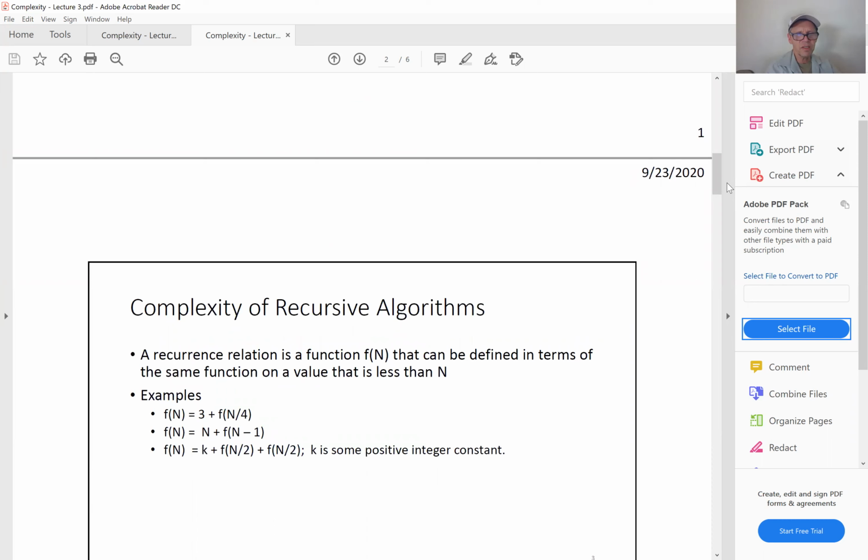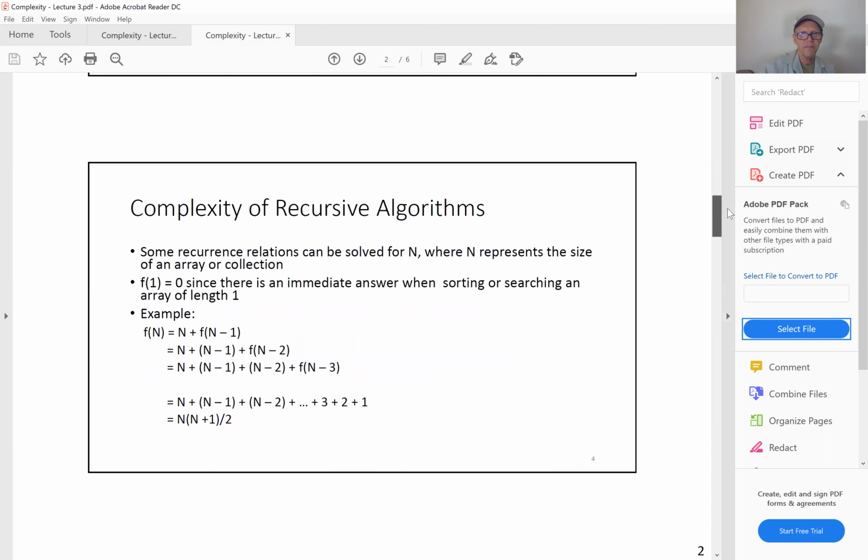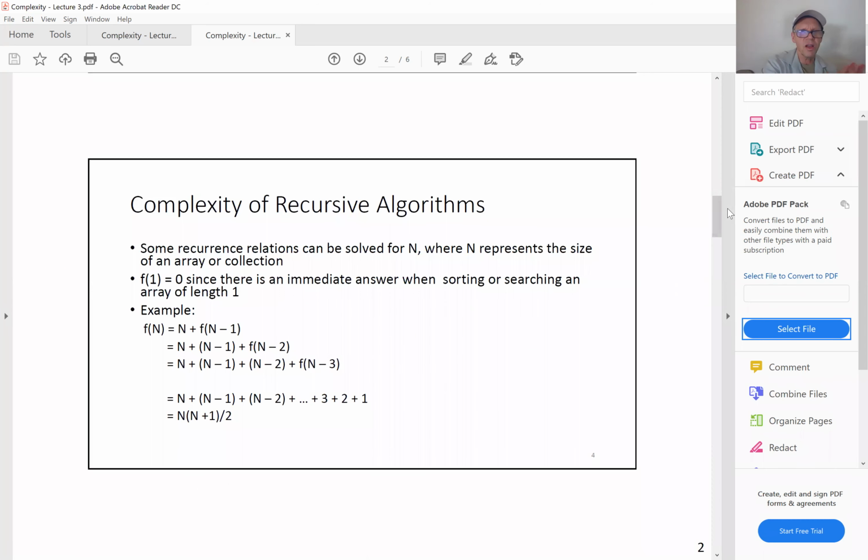So we're reducing it, and you can expand that. f of n over 4 is 3 plus f of n over 16. You can keep expanding these and eventually get an expression, solving for f of n. That's what I'm going to talk about right now. So I'm going to solve this recurrence relationship.